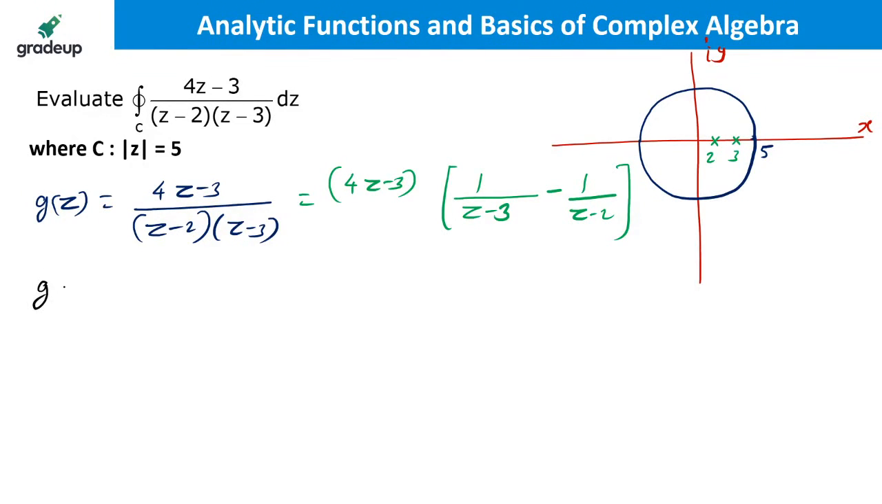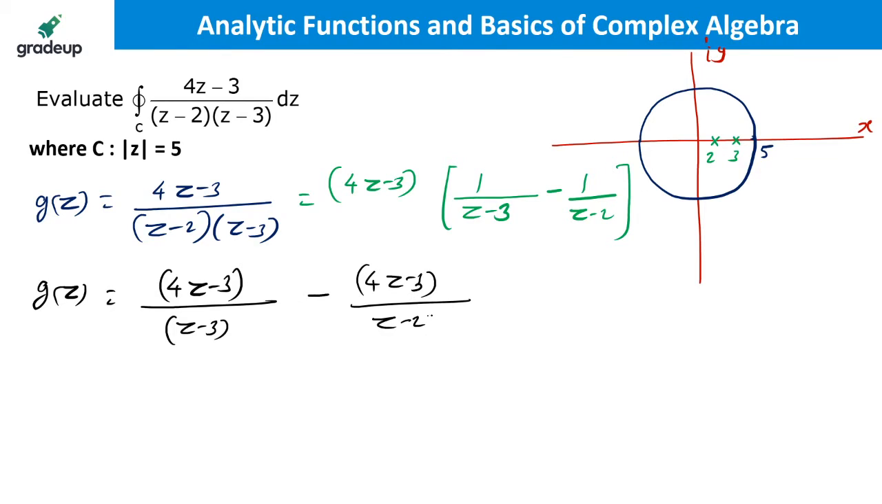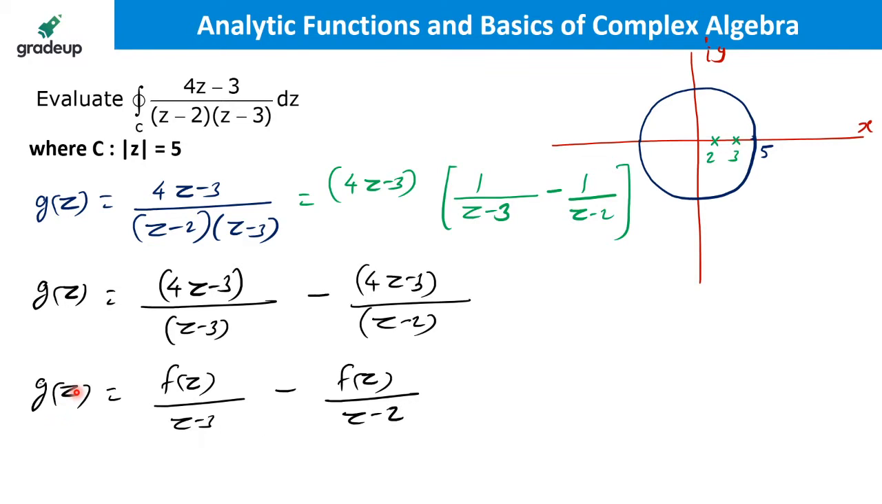Now this g of z can be split into two parts. 4z minus 3 upon z minus 3 minus 4z minus 3 upon z minus 2. Can I have your response? Let us say this numerator 4z minus 3 is f of z. So now if you integrate both sides, what will you get?